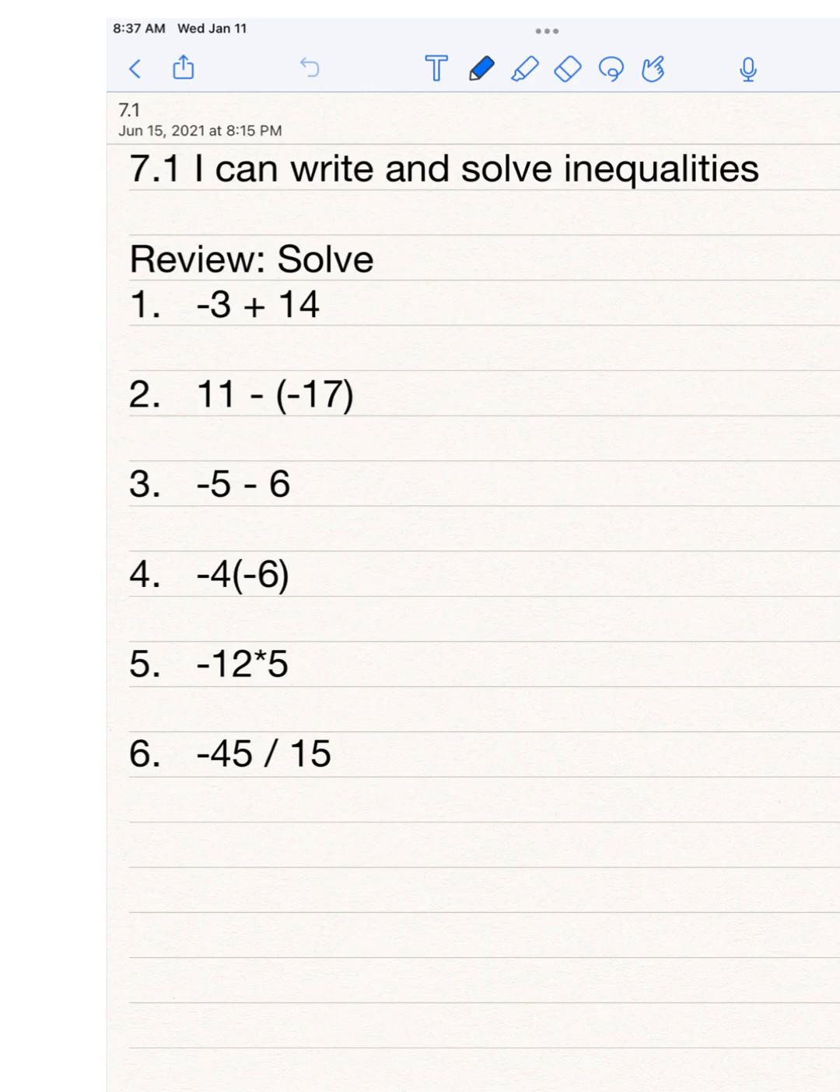All right, here are our answers. -3 plus 14 is the same as 14 minus 3, which we know is 11. 11 plus 17, because minus a negative is a plus, is 28.